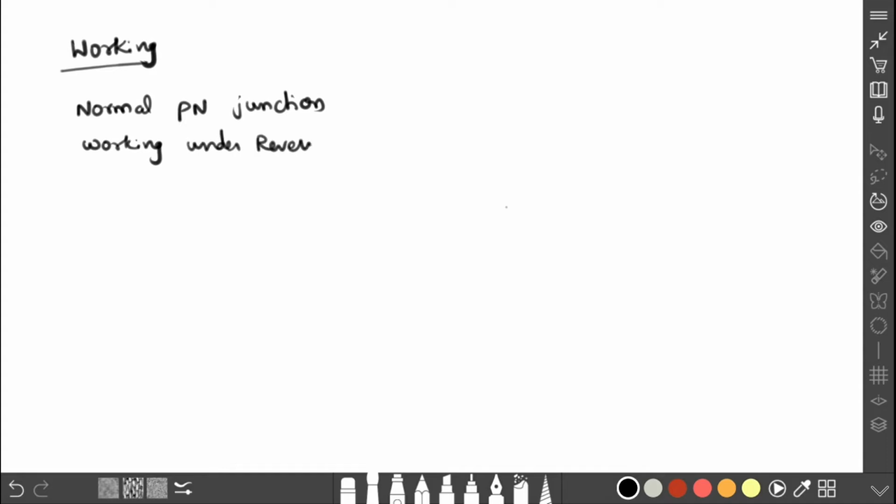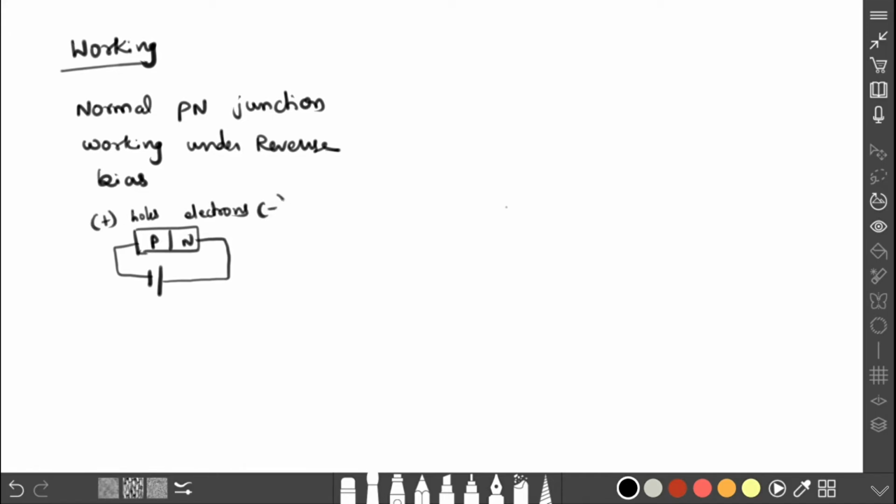Okay, then only can we understand how the Zener diode is working. Already we know that if the PN junction is reverse biased, the P type should be connected to the negative terminal of the battery and the N type to the positive terminal. P type means holes are the majority charge carriers, and N type means electrons are the majority charge carriers. The holes are positively charged and the electrons are negatively charged.